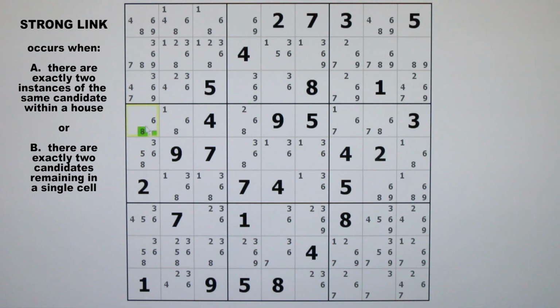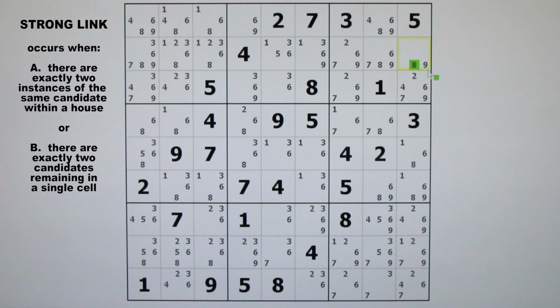Here's another one, the 8 and the 6. There's a strong link between that 8 and that 6 within the cell. Here's another one. There's a 3 and a 6. There's a strong link between this 3 and that 6. And here's another one.